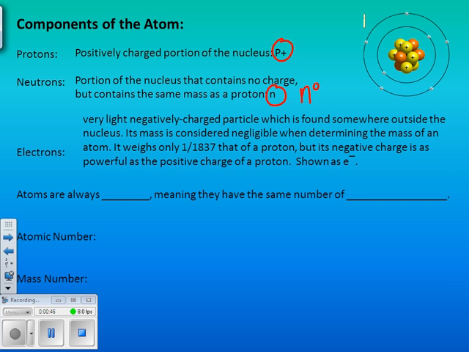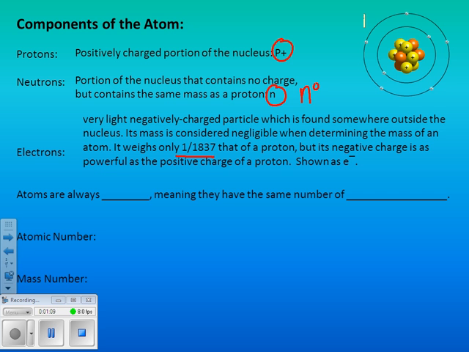Then you've got electrons. They are a very light, negatively charged particle found somewhere outside of the nucleus, but we're not exactly 100% sure where they're always at. It only weighs 1/1,837th of a proton, but its negative charge is as powerful as the positive charge of a proton.